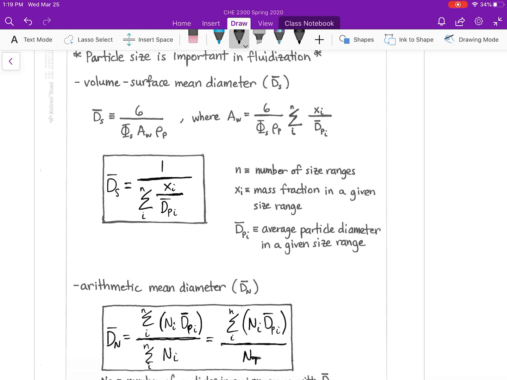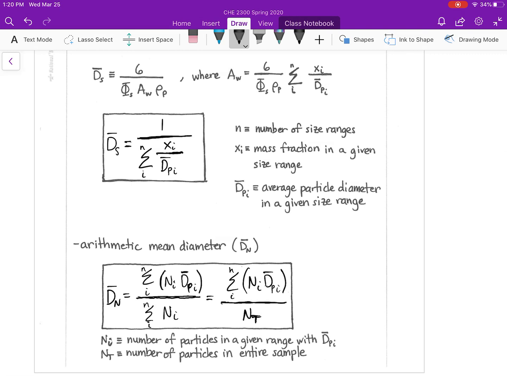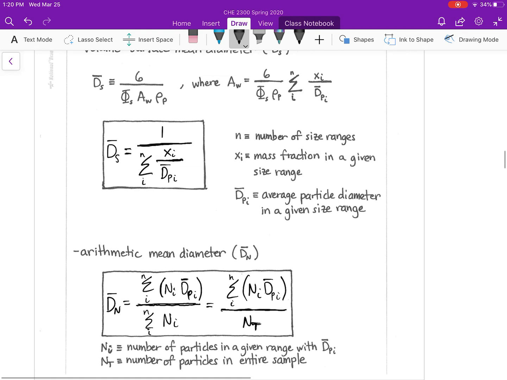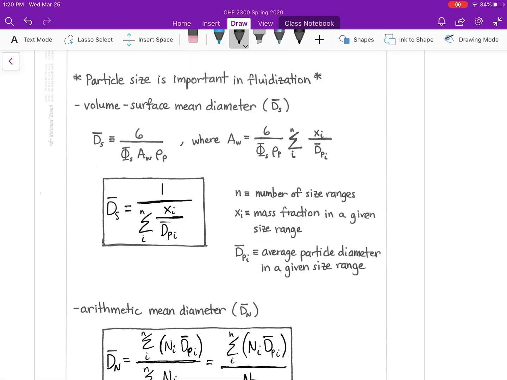Depending on how we want to define the distribution of those sizes, we can come up with different representations of the average diameter for our catalyst particles. So you have things like volume surface mean diameter and arithmetic mean diameter. I'm going to pause a second here, let people finish writing down these two equations. While you're doing that, I'm simply bringing this to your attention so that you recognize, if you hear terms like arithmetic mean diameter or volume surface mean diameter, what those terms represent.